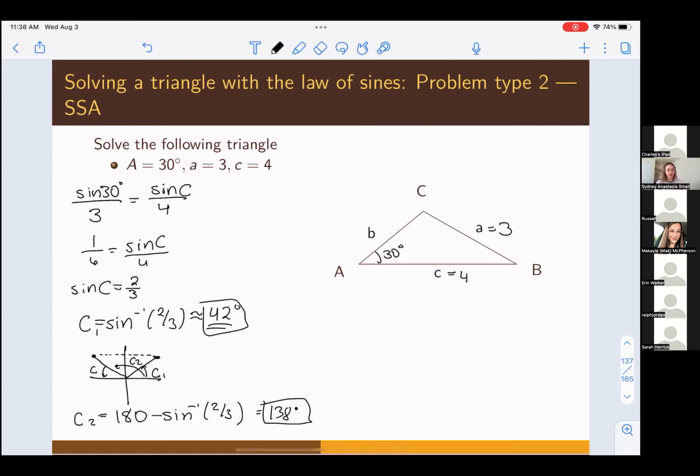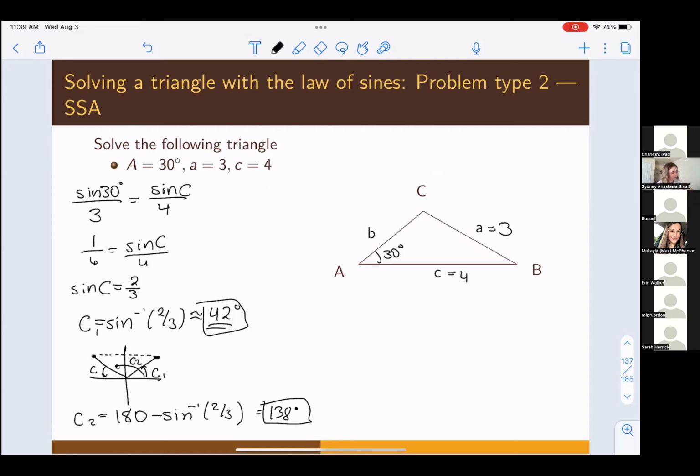Now, are there any red flags yet that there's only going to be one of these two answers? Nope. 42 degrees is less than 180, 138 is less than 180. So these are both legal in that sense. I'm not going to think about the geometric sense quite yet, but it turns out both of these are actually legal in the geometric sense as well. And that's because we don't have our third side length determined. We'll see why visually in a minute.